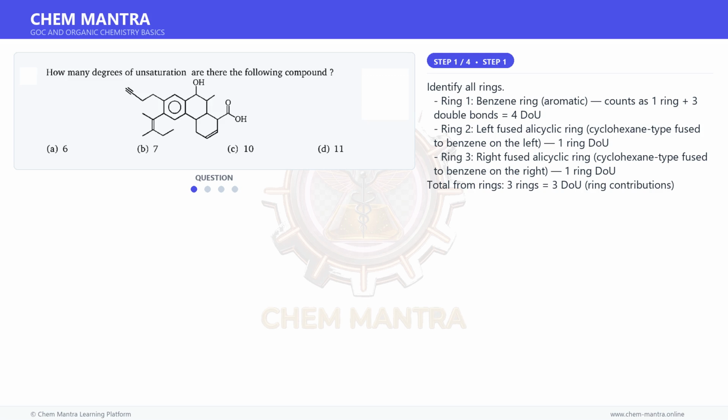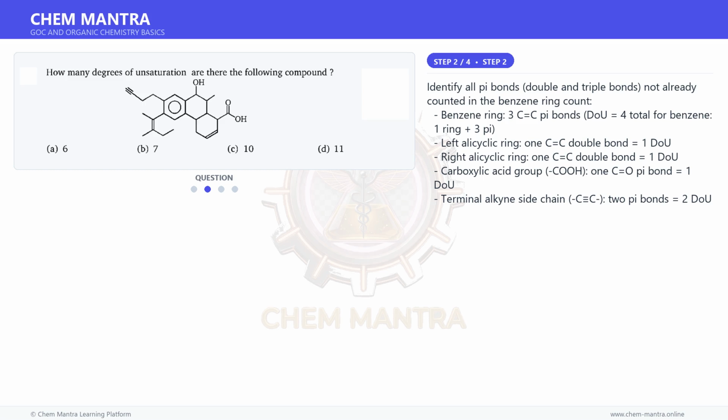Identify all rings. Ring 1, benzene ring, aromatic, counts as 1 ring plus 3 double bonds equals 4 DoU. Ring 2, left fused alicyclic ring, cyclohexane type fused to benzene on the left, 1 ring, 1 DoU. Ring 3, right fused alicyclic ring, cyclohexane type fused to benzene on the right, 1 ring, 1 DoU. Total from rings, 3 rings equals 3 DoU, ring contributions.